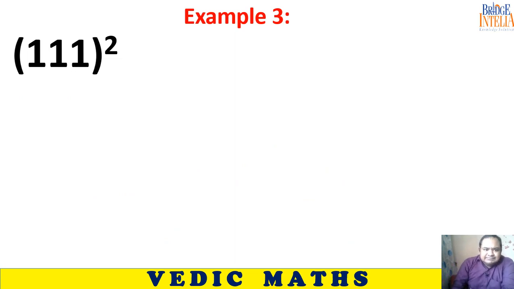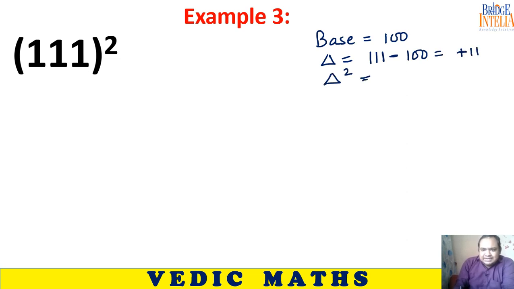Let's solve this one: 111 whole square. Here again the base is 100. For the deviation, from the given number 111 we subtract 100, so the deviation is plus 11. Delta square is plus 11 whole square, that is equal to 121.